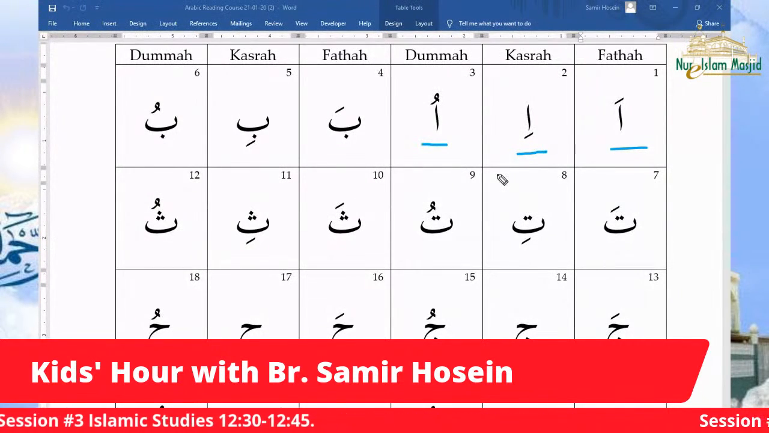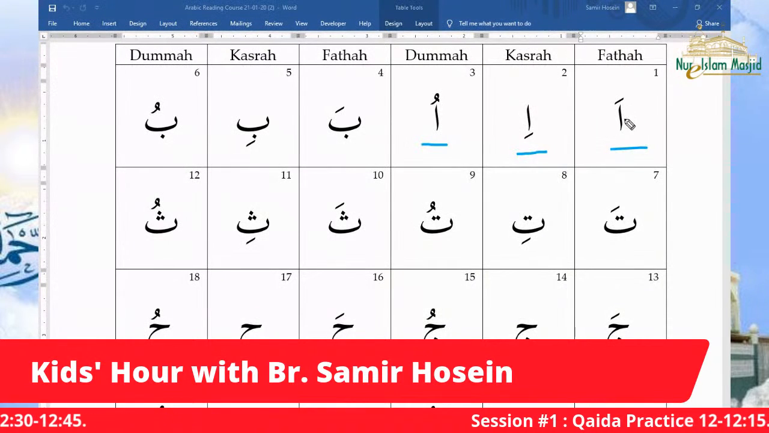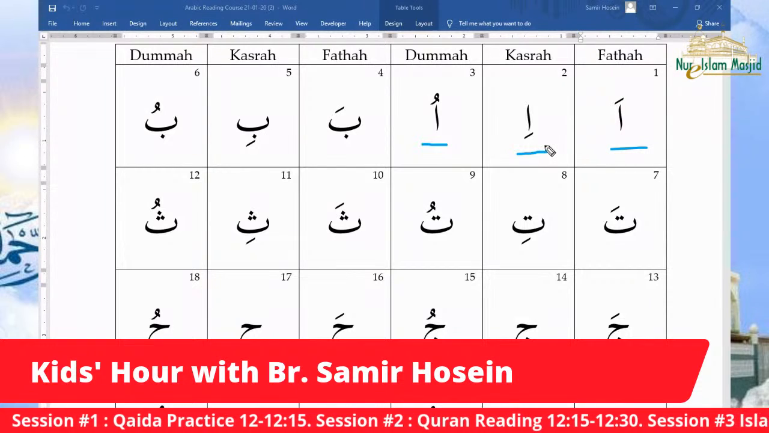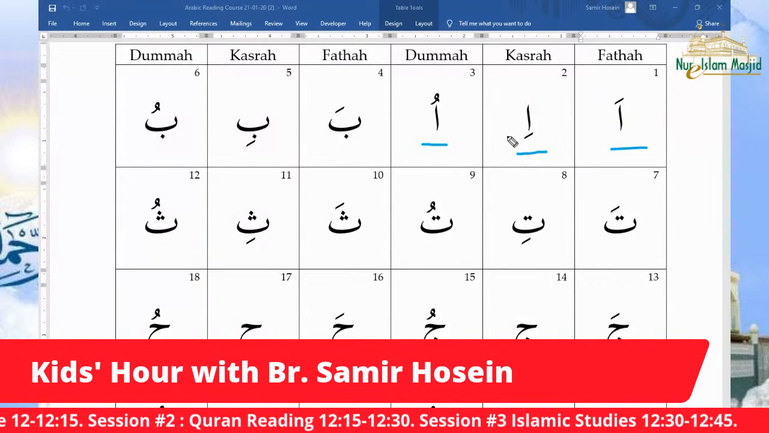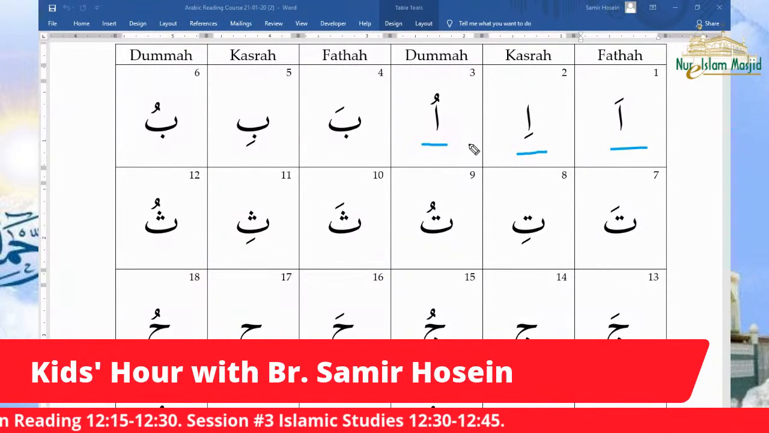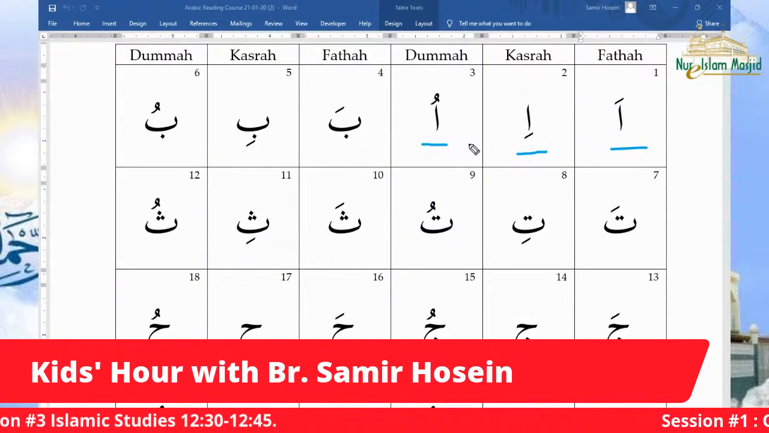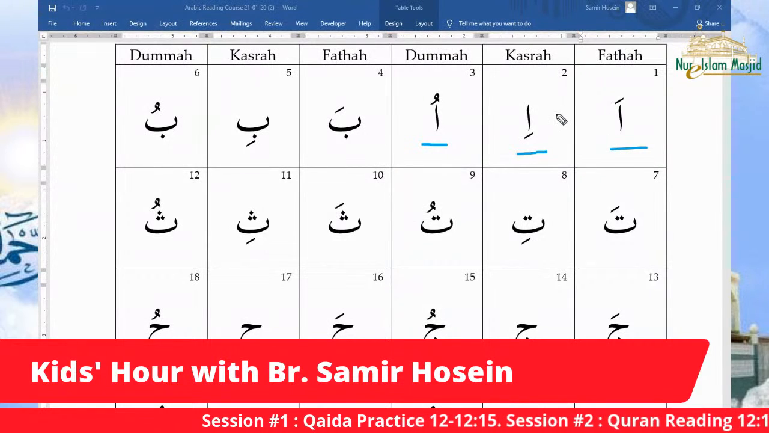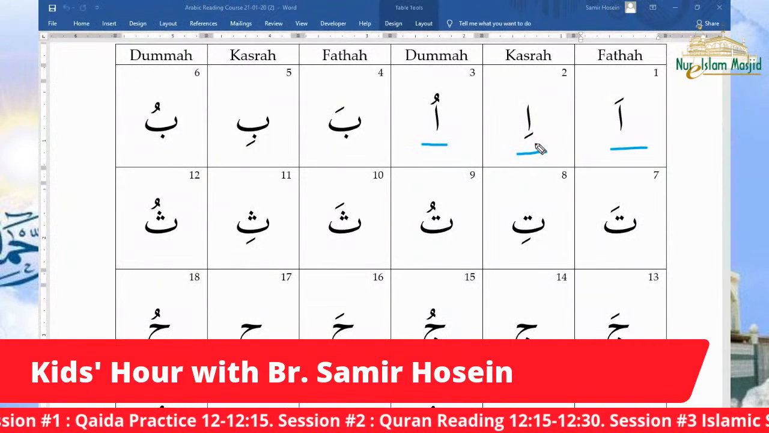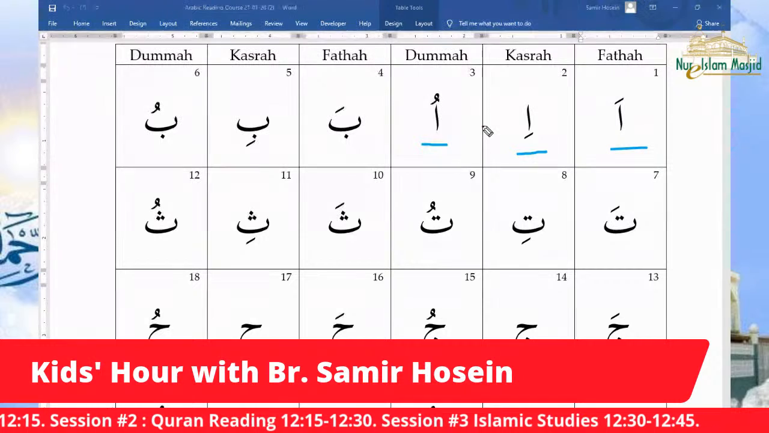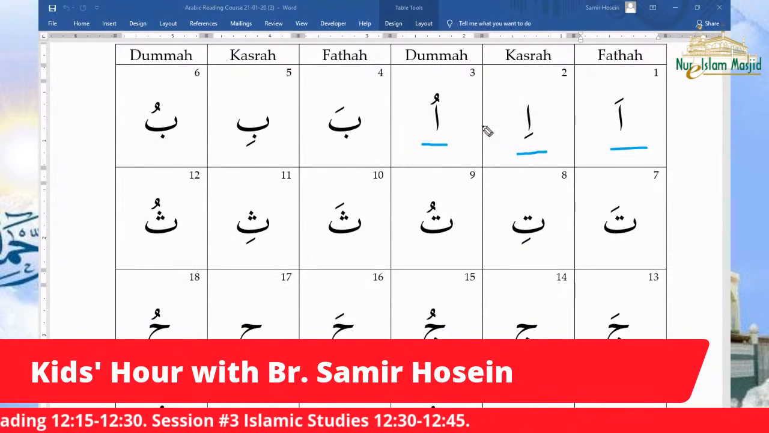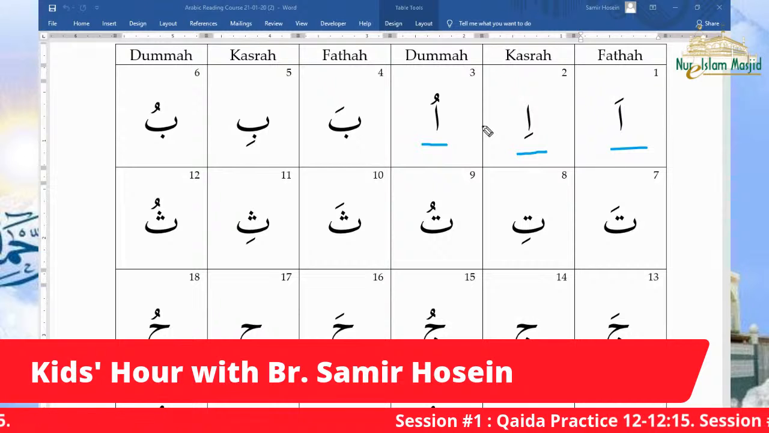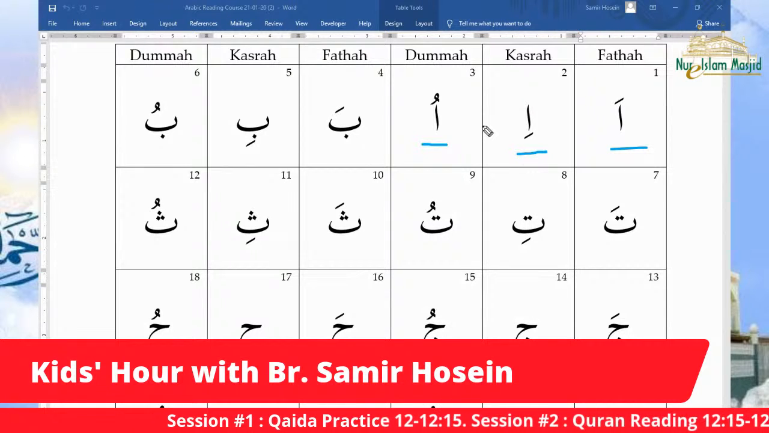Aleph with Fatha gives us a sound A. Aleph with Kasra gives us the sound E. And Aleph with Dhamma gives us the sound U. So as long as we remember that Fatha is associated with the sound A, Kasra is associated with the sound E, and Dhamma is associated with the sound U, then we are going to be able to apply all of those sounds to all of the letters of the Arabic alphabet.